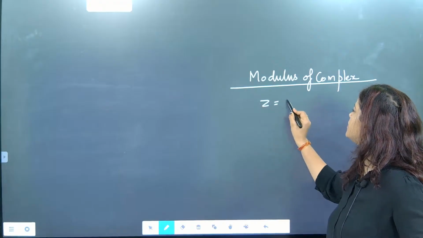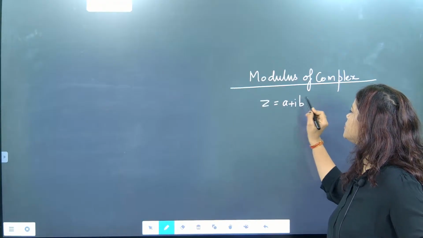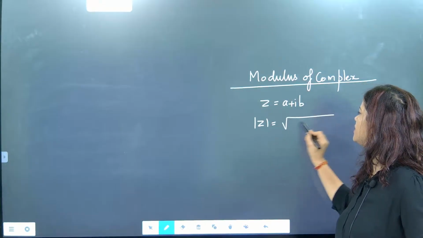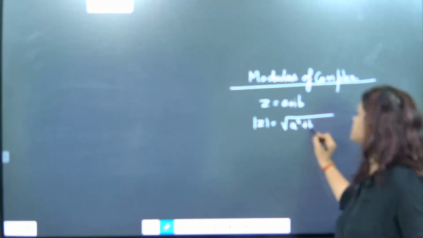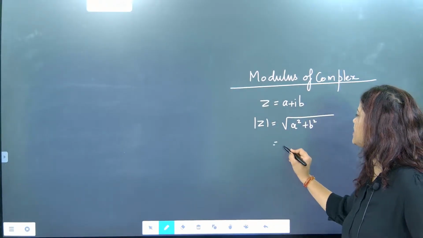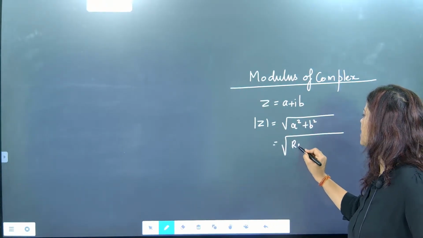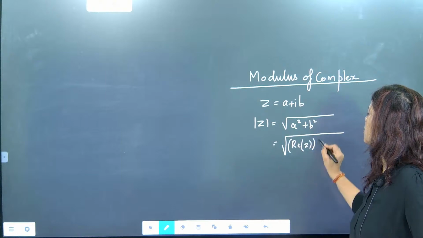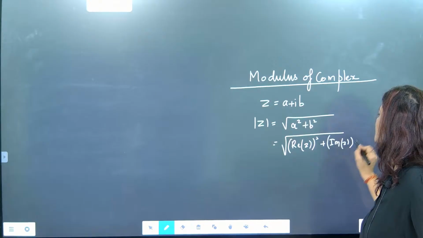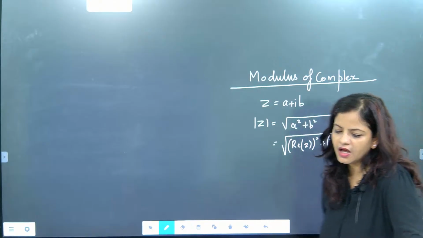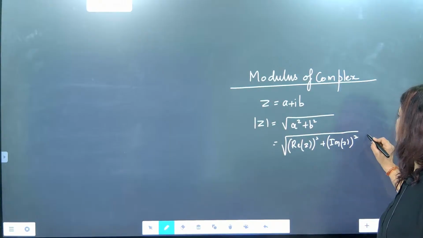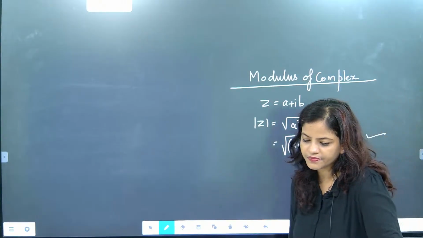So Z is equal to A plus iB. When you are writing the modulus of Z, it will become what? Root under A square plus B square. This is exactly the modulus of Z. So the modulus of Z is the square of the real part of the complex number plus the square of the imaginary part of the complex number, all under the root. Got it? This is exactly the difference. So, conjugate.